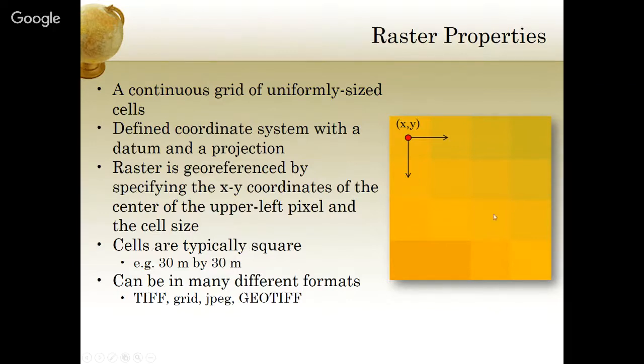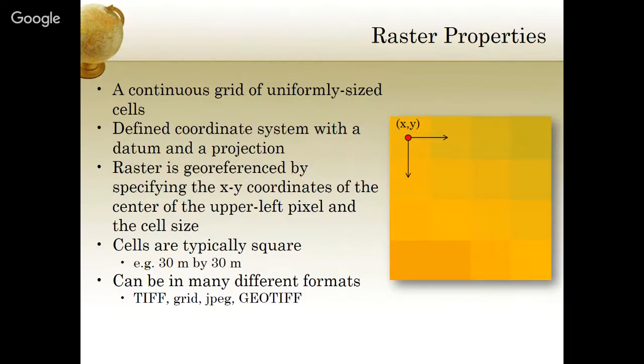set. So the cells are typically square. You often see, say, a 30 meter by 30 meter raster, 10 foot by 10 foot. And we see lots of different formats. Often they look like images, things like TIFF, JPEGs, they might be grids, BILs, all sorts of different formats. Questions so far?